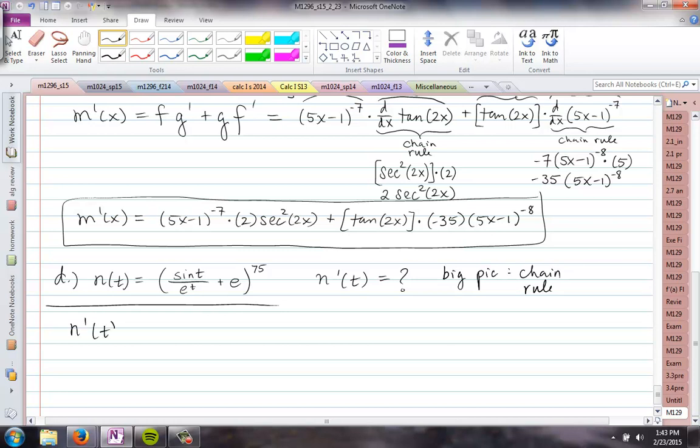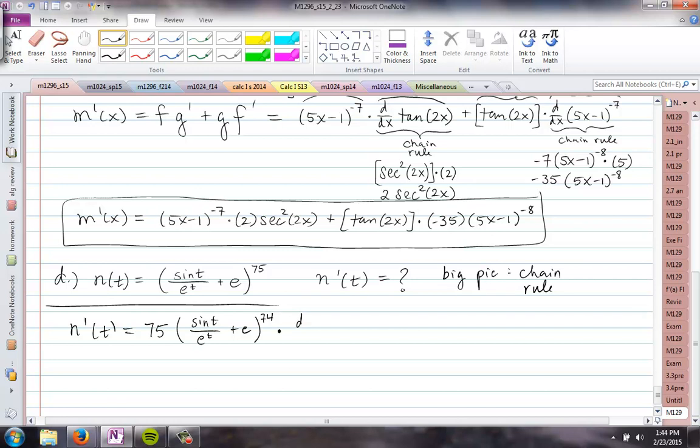The chain rule is the derivative of the outer function evaluated at the inner function, times the derivative of the inner function. So the derivative of the outer function, the 75th power, is 75 times all this stuff on the inside, sine of t over e to the t, plus e. We're not modifying that at all, and our new power is 74. So that was the derivative of the outer function evaluated at the inner function.